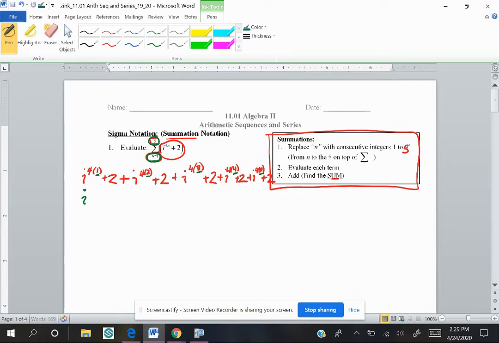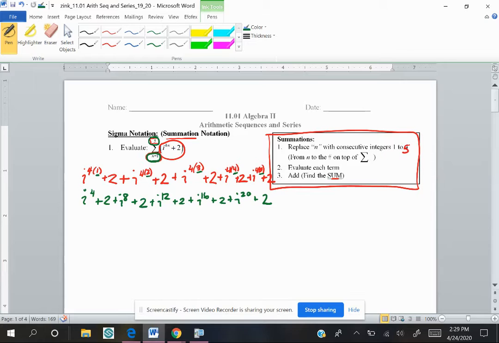So I'm going to simplify first. So 4 times 1 is 4, plus 2, plus i to the 8, plus 2, plus i to the 12th, plus 2, plus i to the 16th, plus 2, plus i to the 20th, plus 2. So I just multiplied the exponents together.